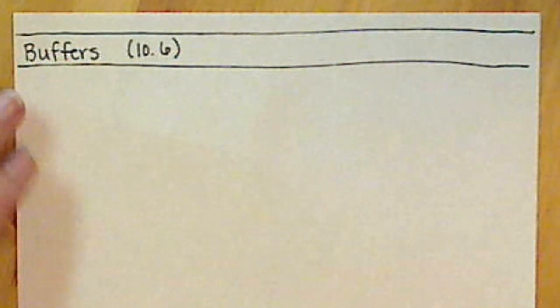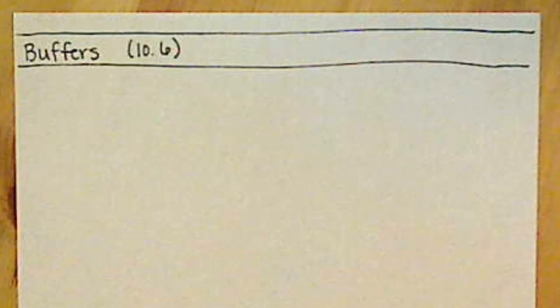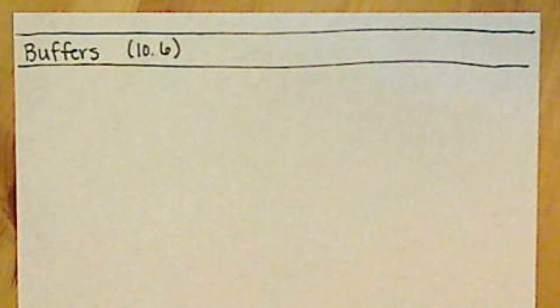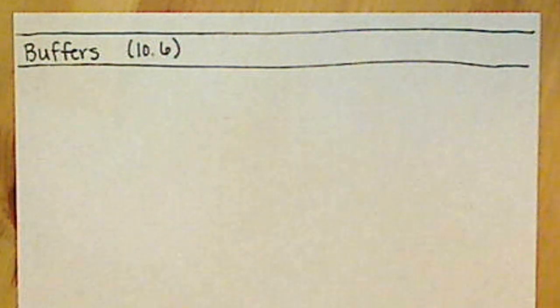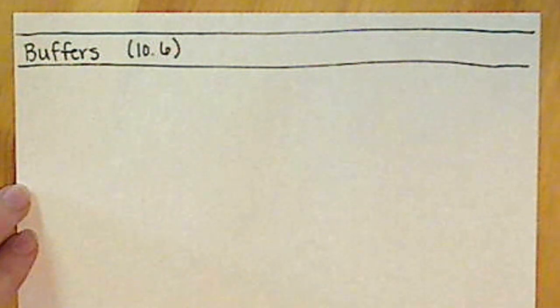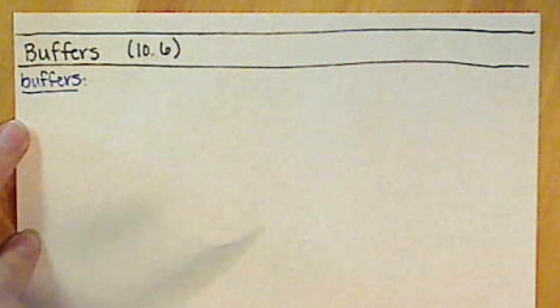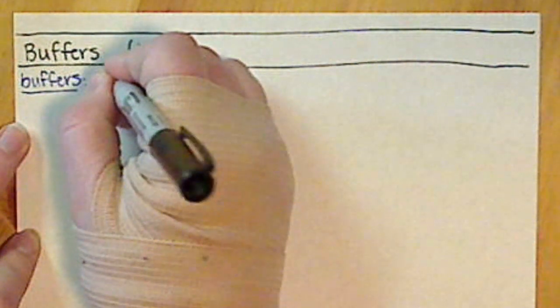Buffers are a very important component to systems. They are solutions that are going to resist pH changes. And they're very important to us, especially, you'll see these buffers come up in biology. Okay, yes, chemistry and biology can cross over. And they're very important because pH is something that has to be regulated in systems such as our body. Okay? So let's write down our definition of buffers. Fairly simple, straightforward definition is that these are solutions that resist change in pH.